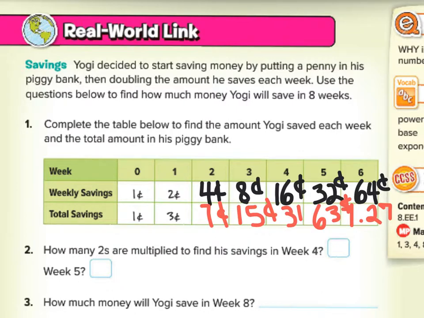Question 2. How many 2's are multiplied to find his savings in week 4? Well, week 4 is right here, right? So we went from 1 times 2 times 2 times 2 times 2. I counted 4. 1, 2, 3, 4. Each time the number was multiplied by 2. So it was multiplied 4 times. The second part, by week 5, 5 times. Right? Just one more. 5 times.